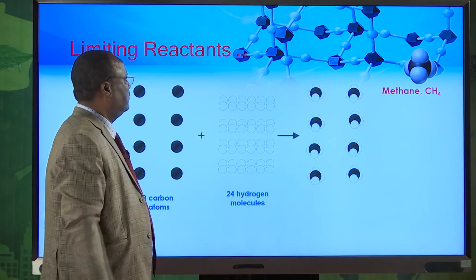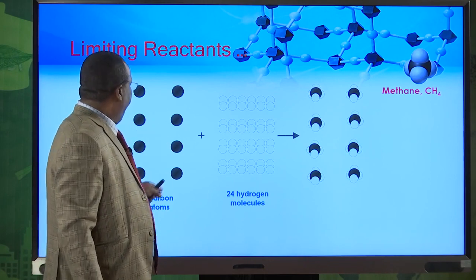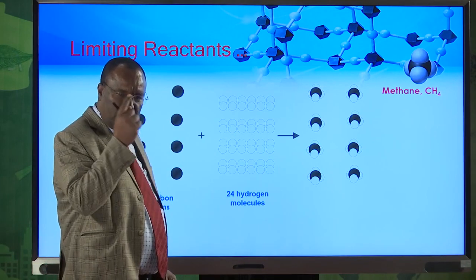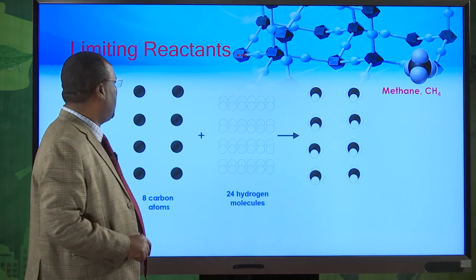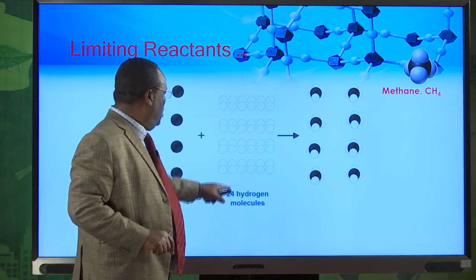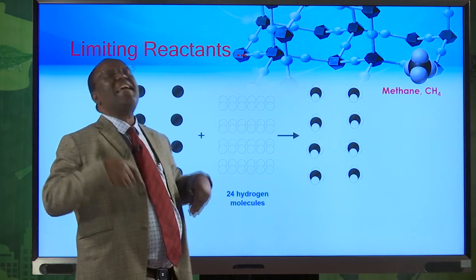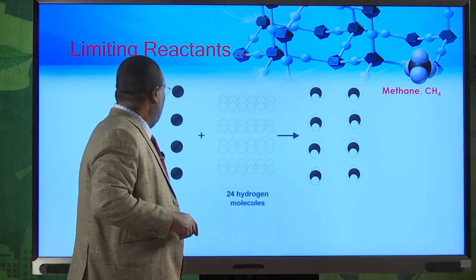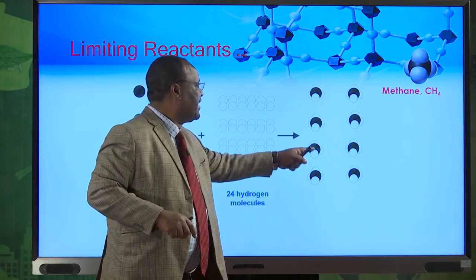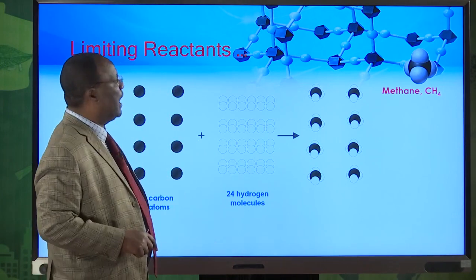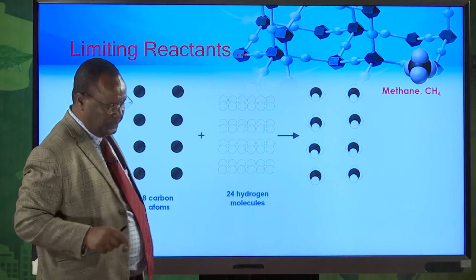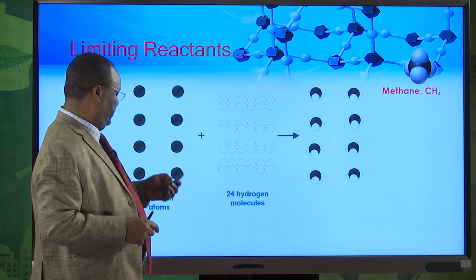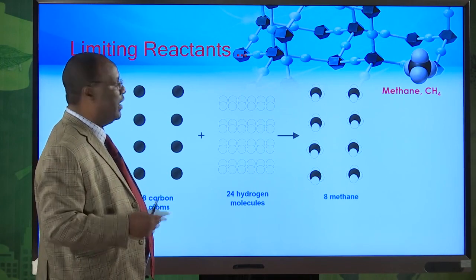Let us see. 1 carbon atom needs 4 hydrogen atoms. How many hydrogen atoms are here? 24 hydrogen molecules, so 48 hydrogen atoms are there. So you can only produce 8 methane molecules. How many hydrogen atoms are used up from the 48 atoms of hydrogen? So you have 8 methane.